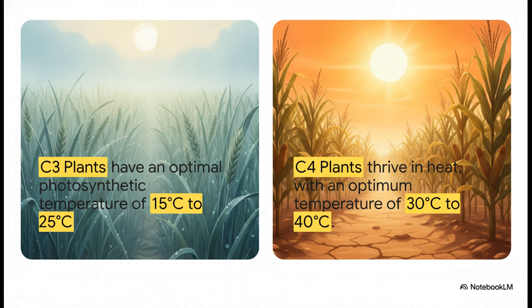Next up is temperature, which directly dictates photosynthetic efficiency. But different crops have drastically different thresholds. C3 plants thrive in cooler environments, hitting peak photosynthesis between 15 and 25 degrees Celsius. In stark contrast, C4 plants have evolved to be highly heat tolerant. Their optimal range sits much higher, between 30 and 40 degrees Celsius. Understanding this fundamental genetic divide is going to be incredibly important for future crop selection as the global climate shifts.